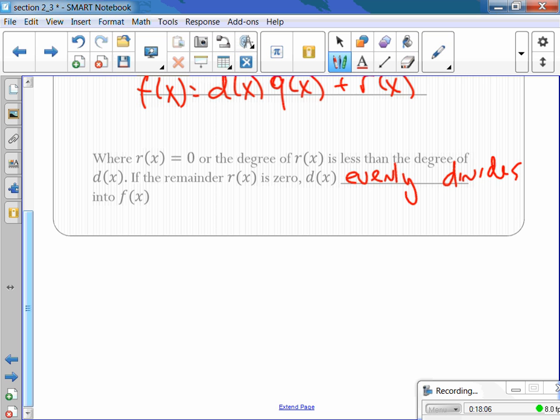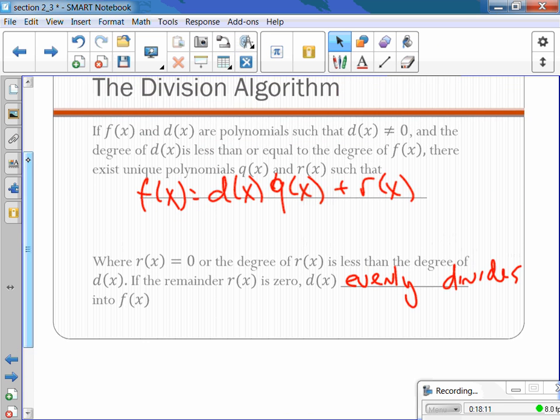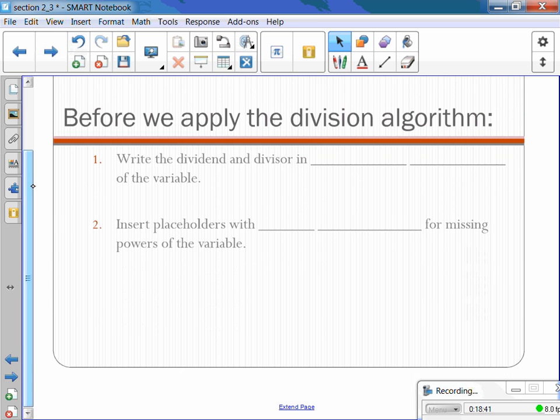This is just stating the division algorithm, folks. I'm not going to ask you what is f of x, what is d of x, what is q of x. Just understand, like in the previous example, this is what we can wind up with. We're going to have a quotient times our divisor plus a remainder. Coming up with a remainder of 0, we have a nice even factor. Coming up with a remainder does give us some useful information, which we'll talk about tomorrow. So, before we apply the division algorithm, with the dividend and divisor, we need to put them in descending power order.